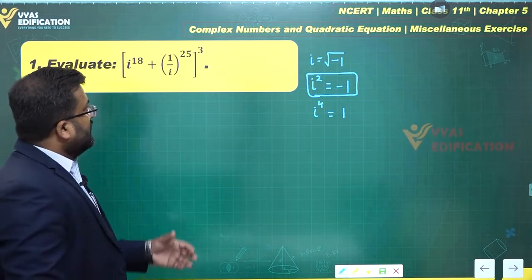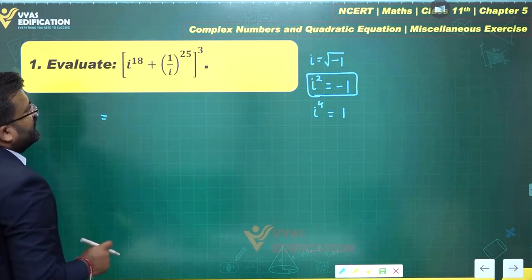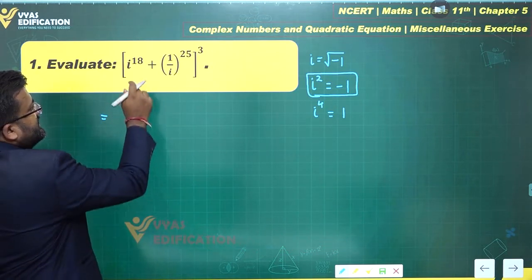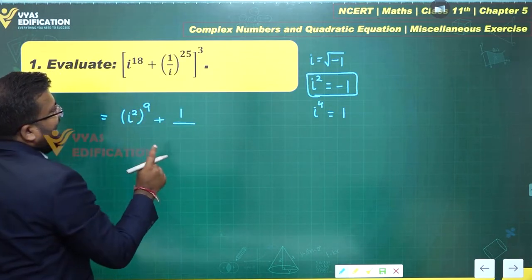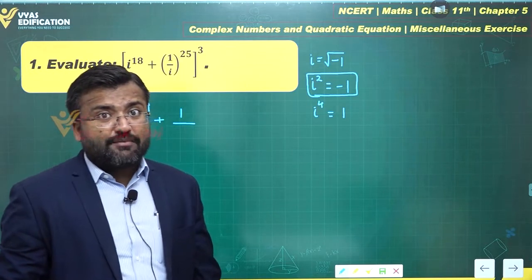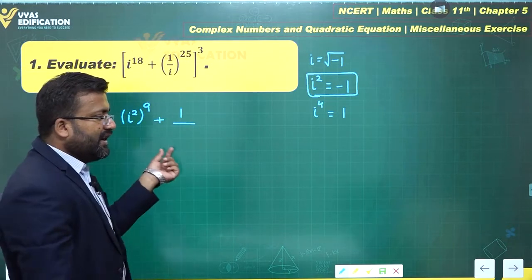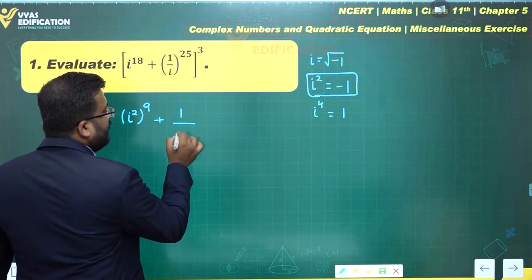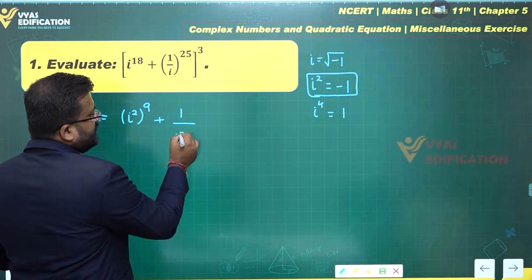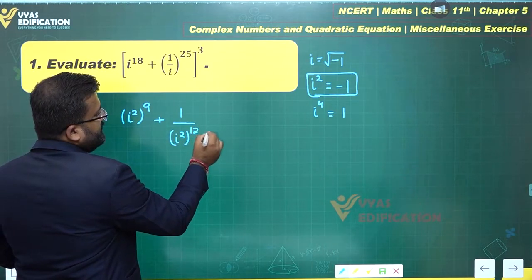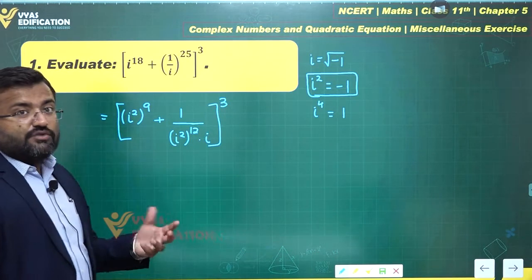Okay. So let's try to approach this question. What do we see? This expression becomes equal to what? This expression can be further written as i square power 9, plus 1 over i power 25. This is 1 upon i power 25 in the square bracket, right? i power 25 can further be broken down into i power 24 into i. i power 24 can be written as i square power 12 times, there is another i over here, and this whole power 3. That's what we have, right?